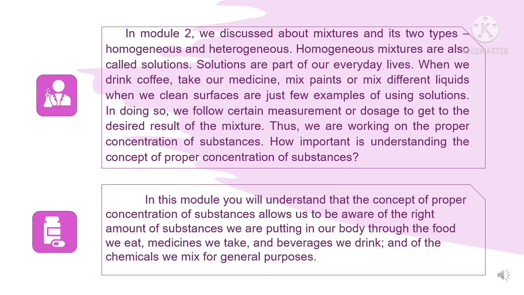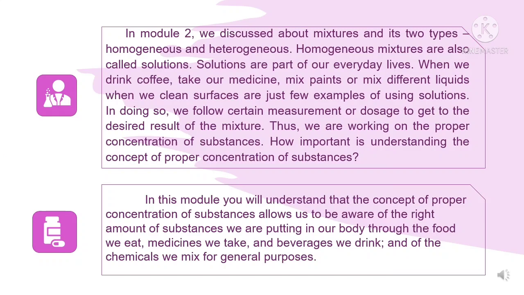What about homogeneous mixture? Homogeneous mixture is a type of mixture that is characterized by having a uniform phase or a uniform appearance. It means that when we mix a solid and a liquid, the result is either a pure solid or a pure liquid.